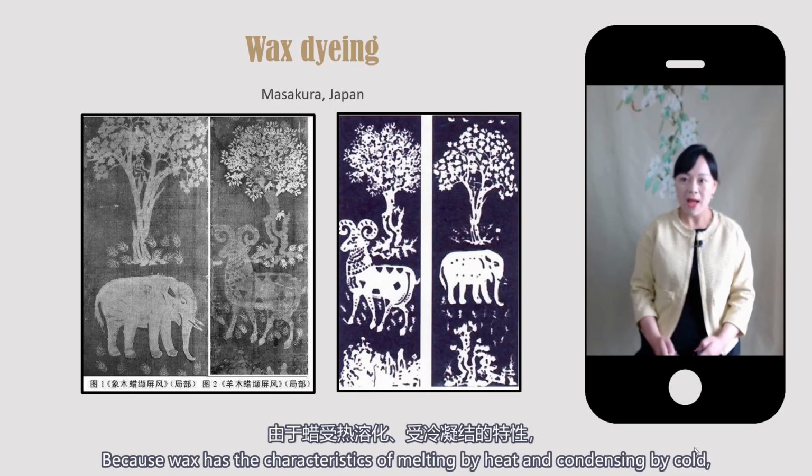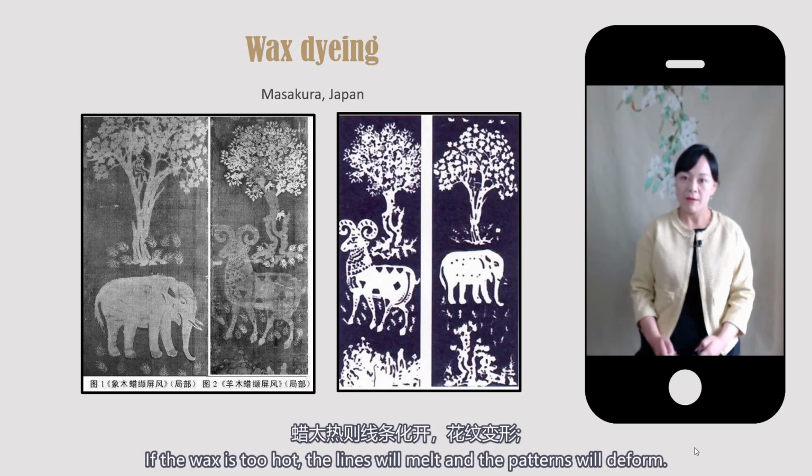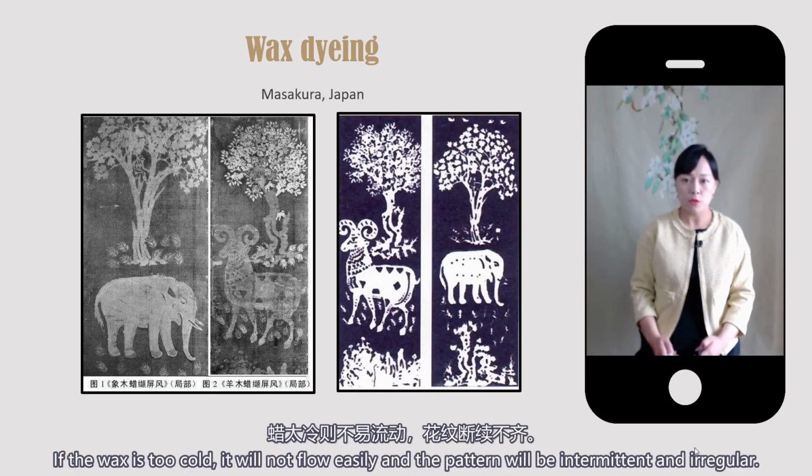Because wax has the characteristics of melting by heat and condensing by cold, it requires skilled painting. If the wax is too hot, the lines will melt and the patterns will deform. If the wax is too cold, it will not flow easily and the pattern will be intermittent and irregular.